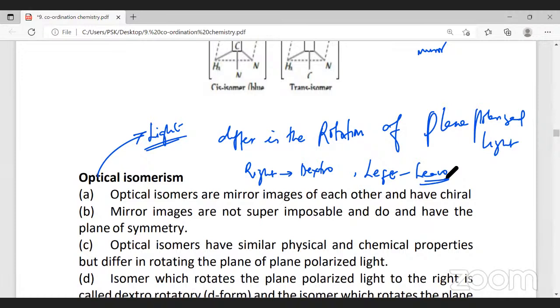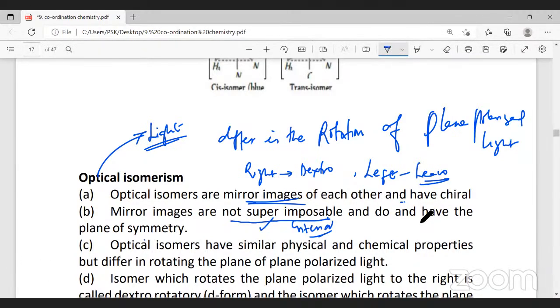Now, what is optical isomerism? You can see the points mentioned here. Optical isomers are mirror images of each other and are chiral. We'll learn about chirality. Optical isomers are mirror images of each other, and the mirror images should not be superimposable. This is the important condition, the criteria for a coordination compound to exhibit optical isomerism. The mirror images should not be superimposable and should not have a plane of symmetry.